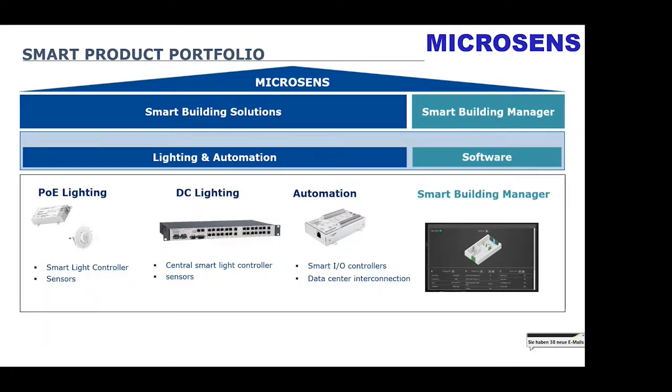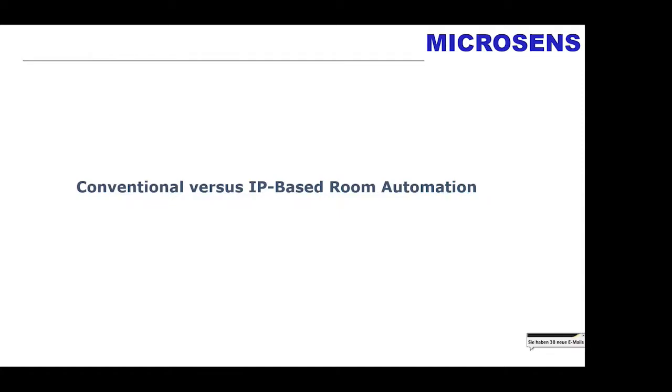The approach of Microsense is based on network IP technology, because Microsense is, from its origin, a provider of network components. We have our own development and manufacturing in Germany, in Hamm, where our headquarters is. And out of this product portfolio of network devices we had in the past, we defined this new approach for automation. So let's start with the comparison: what is actually the conventional way and what is our approach.